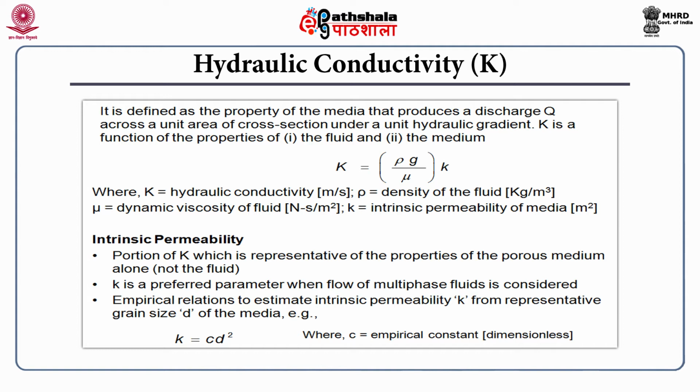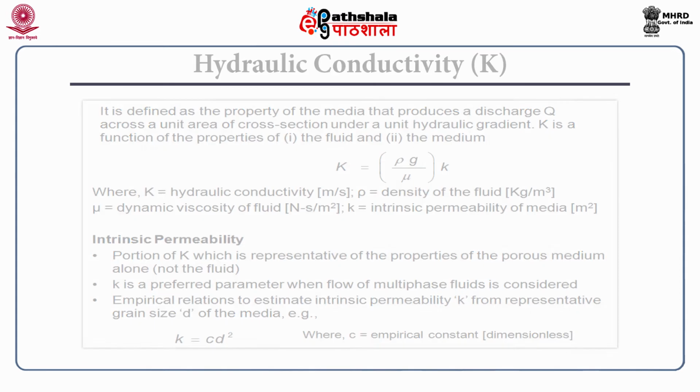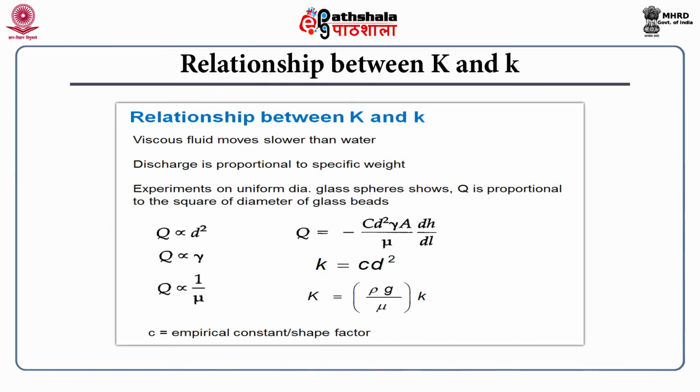Fluid here, in groundwater, we consider as water. So, rho, g and mu, the viscosity, and rho is the density. So, hydraulic conductivity contains the property of the porous media as well as the fluid passing through this porous media, and this is the relationship between the intrinsic permeability and the hydraulic conductivity capital K.